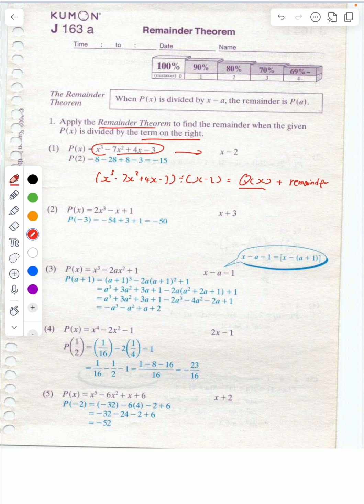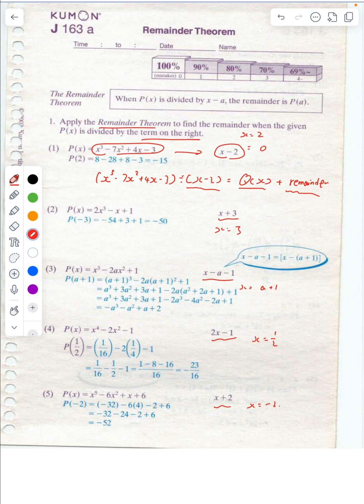Okay, so in this case, how do I know what the remainder is? Simply, we just have to find out what number makes x minus 2 in this case, right, 0. And x equal to 2. In this case, x equal to negative 3. In this case, x equal to 1 over 2. In this case, x equal to negative 2. So these are the numbers that actually make this simple divisor 0.